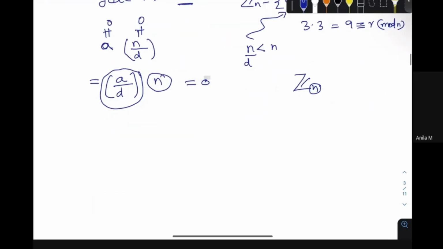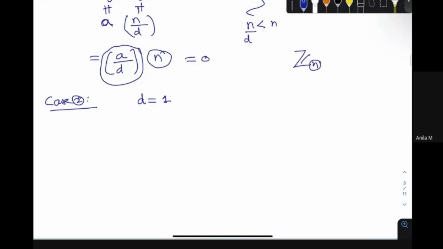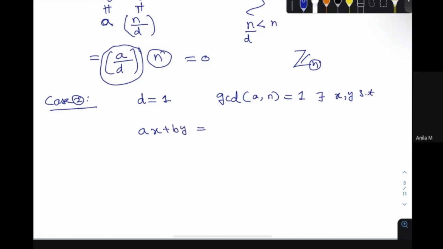What if case 2? If d is exactly 1, the GCD is exactly 1. From number theory, it is fairly easy to see that whenever the GCD of two numbers a comma n is 1, the beauty of this is a linear combination. From the point of view of ring theory, it is called the Euclidean algorithm to find it. But always the GCD is an integer linear combination of those numbers. That is, there exist x and y such that, from number theory, ax plus ny equal to 1.